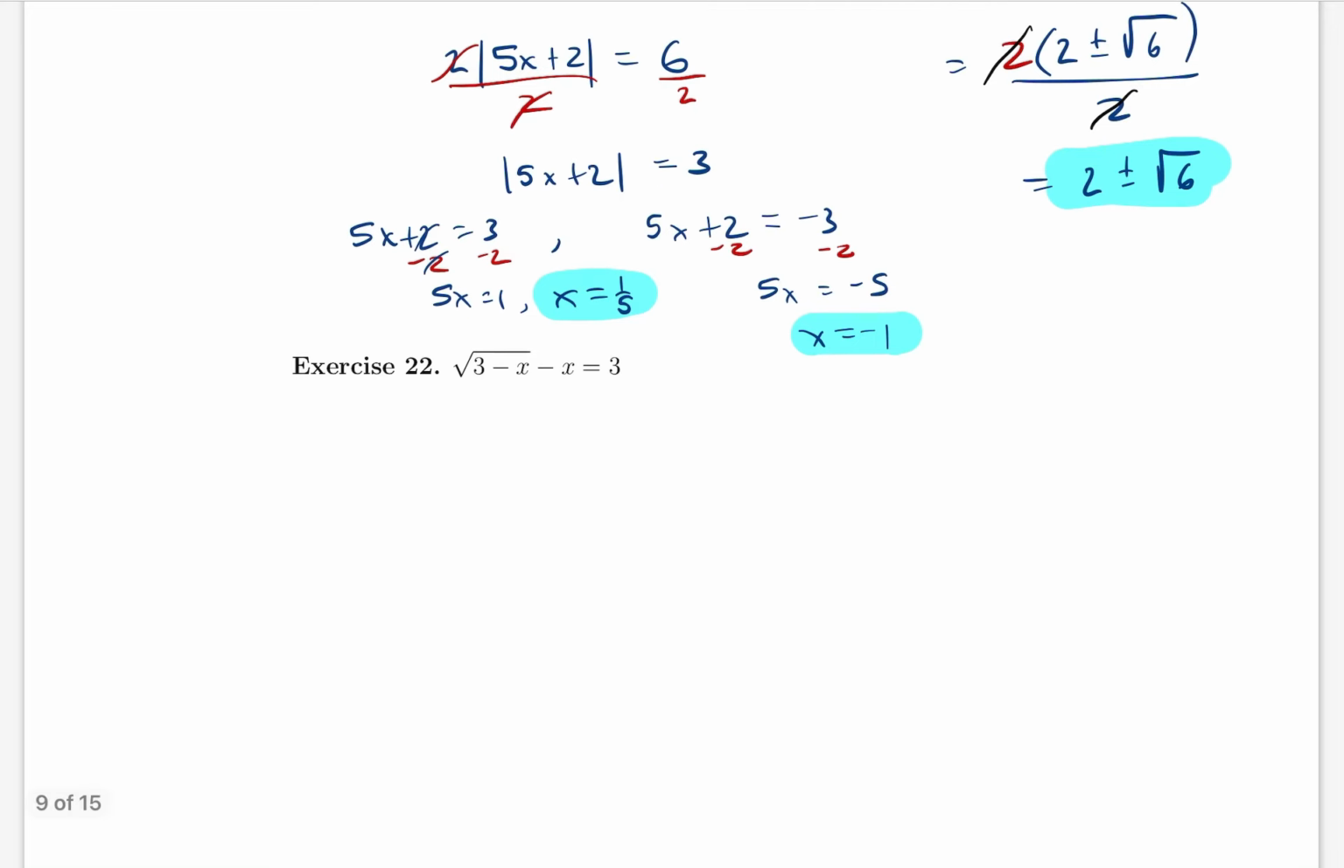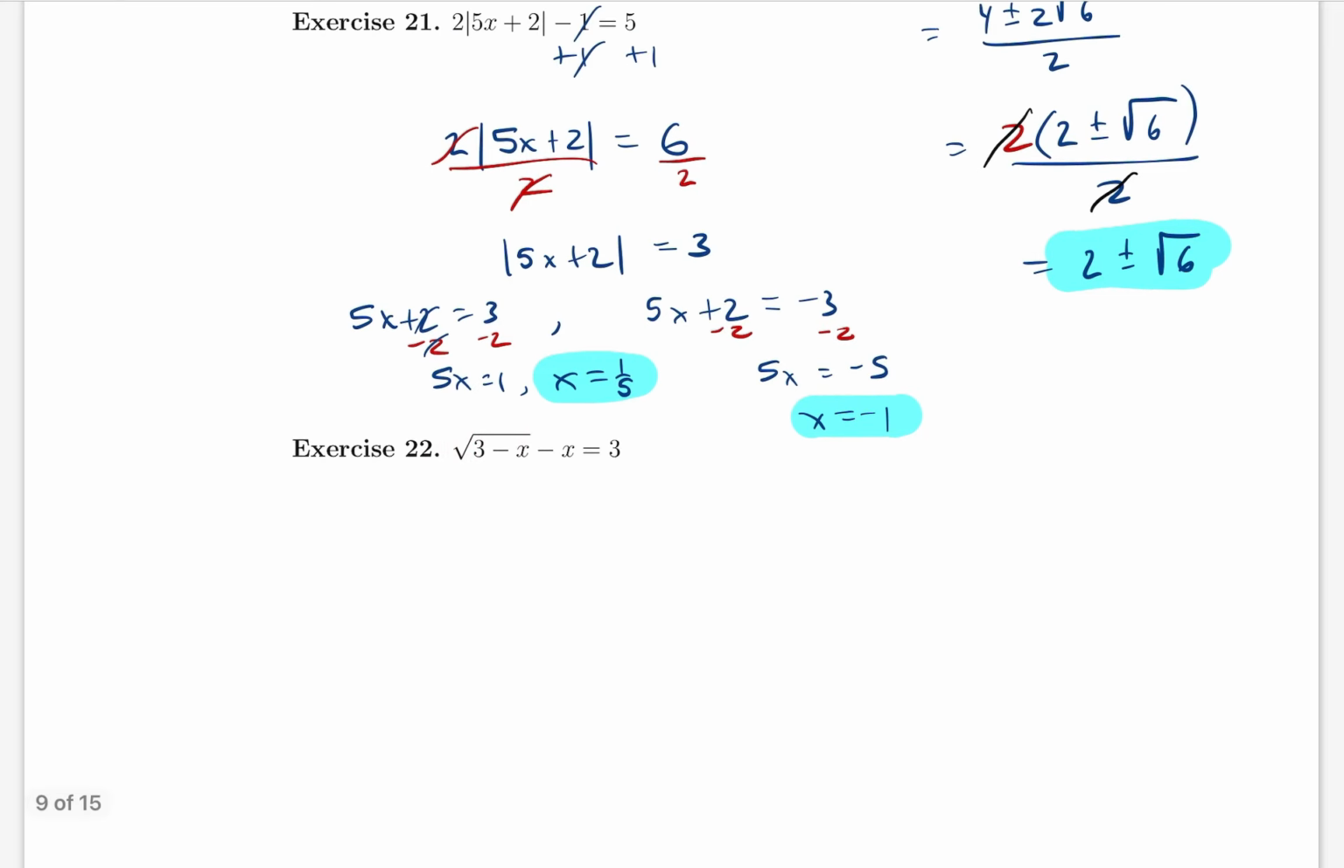The next example involves a radical. So similarly, we need to isolate the radical before we can get rid of it. So first step is to add x, because x is not underneath the radical. So let's start with that. So now we have the square root of 3 minus x is equal to x plus 3. Since now we've isolated the radical, now we can get rid of it by raising both sides to the second power, whatever the index on the radical is, that's what you have to raise both sides to. So square, square, that's going to cancel out the square root.